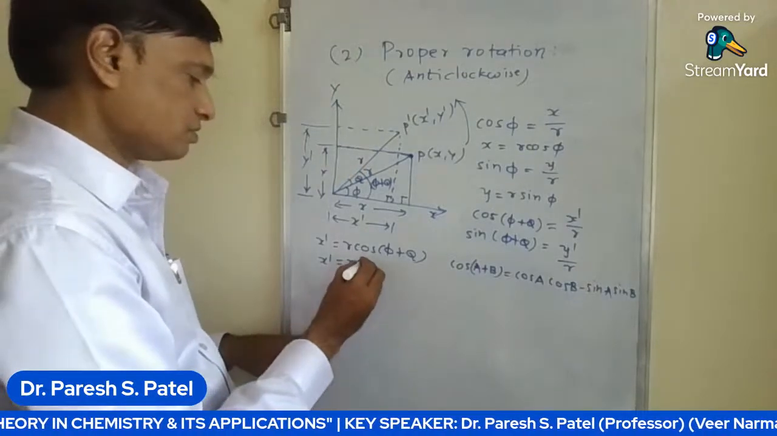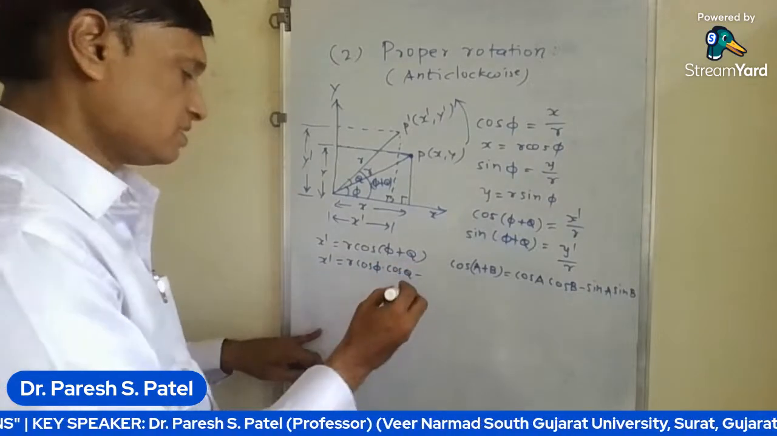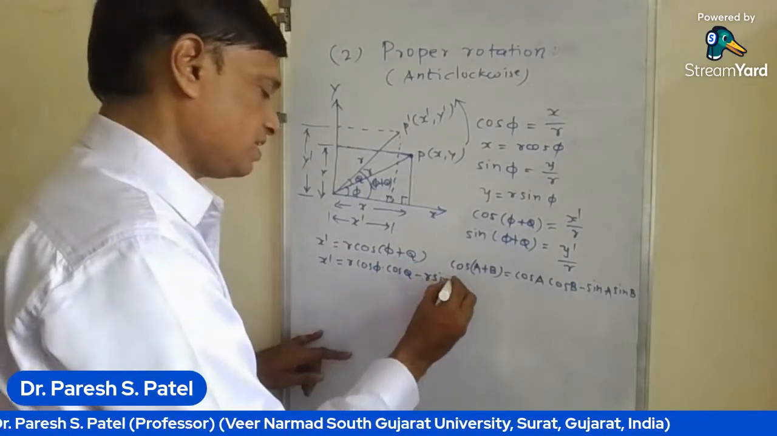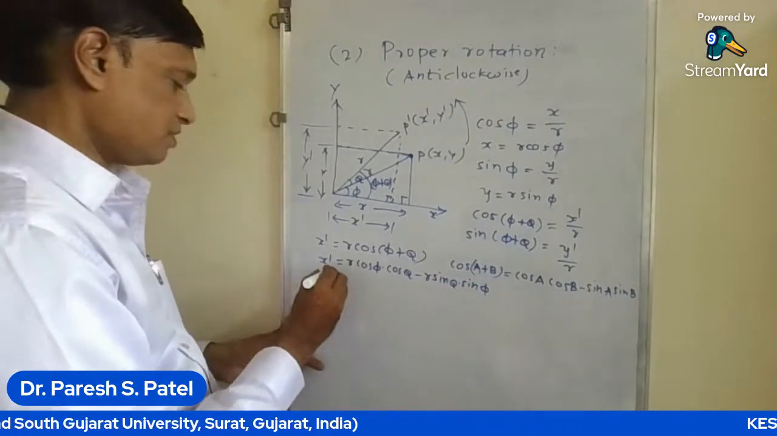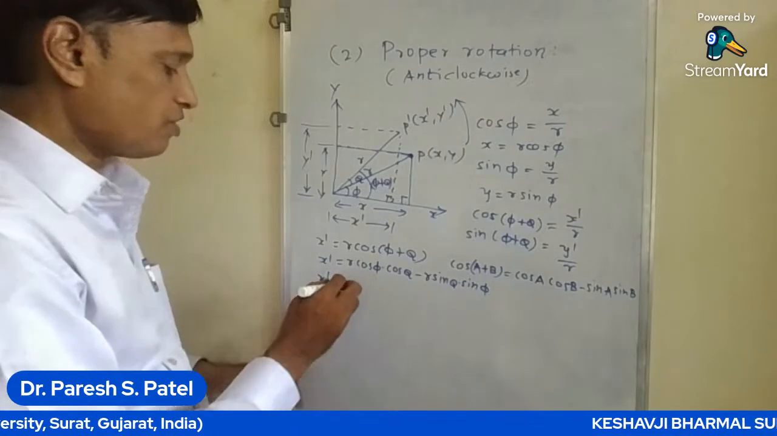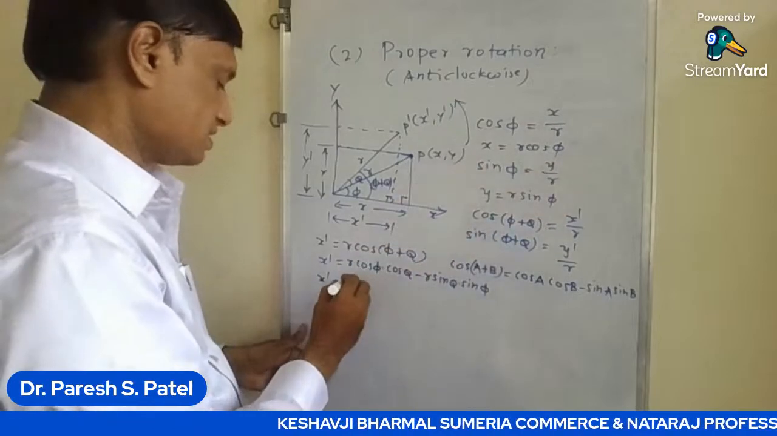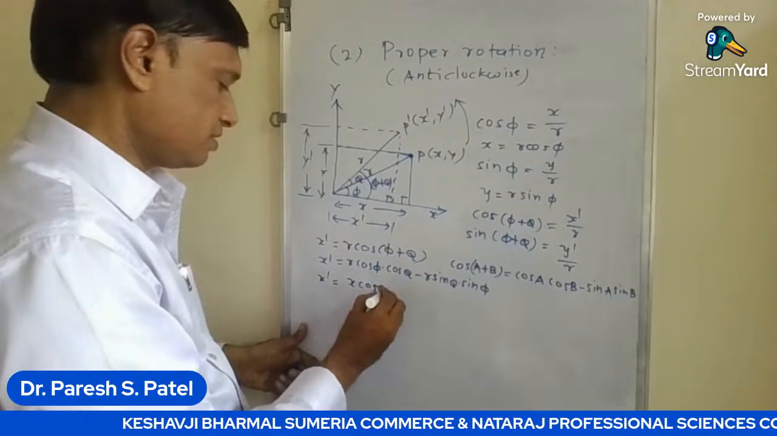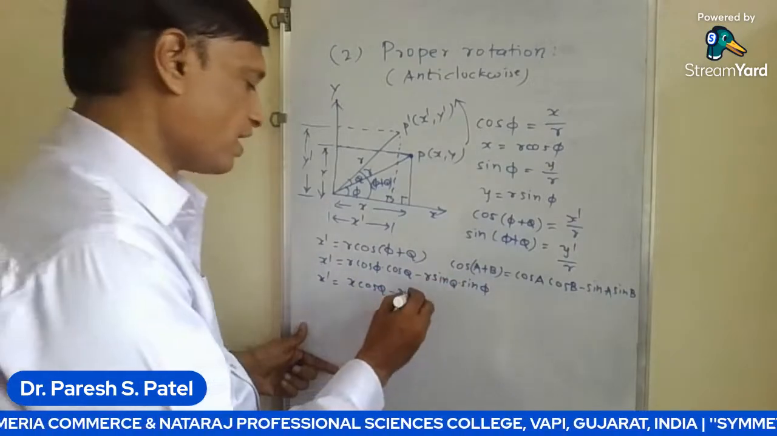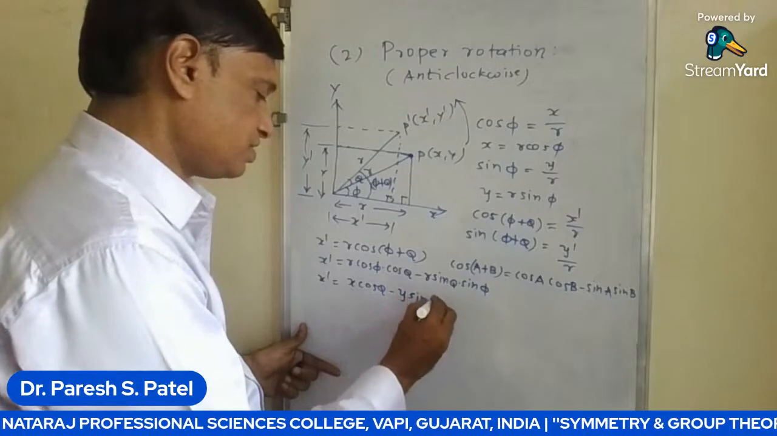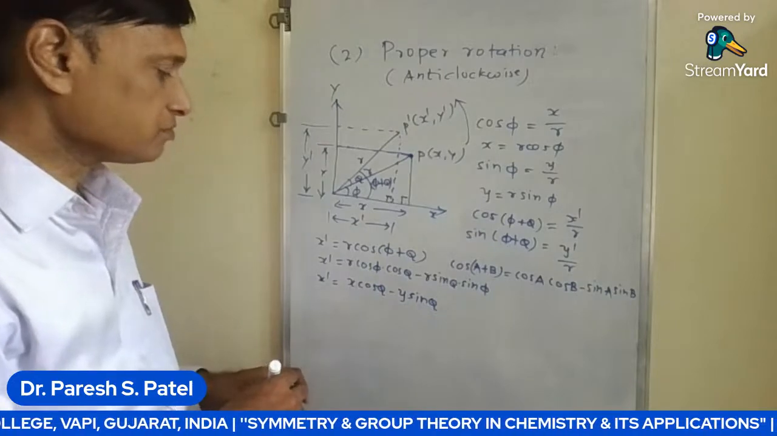So r cos phi cos theta minus r sin theta sin phi. We know that the value of r cos phi is equal to x, so x dash is equal to x cos theta minus y sin theta, since r sin phi is equal to y. Okay, so this is the one equation.